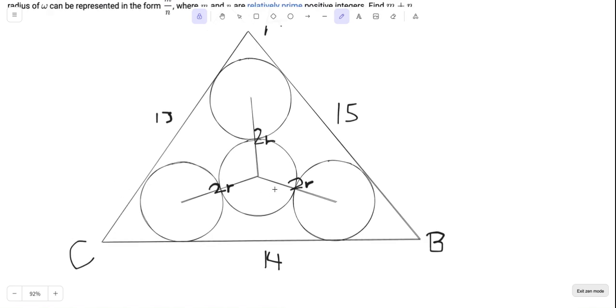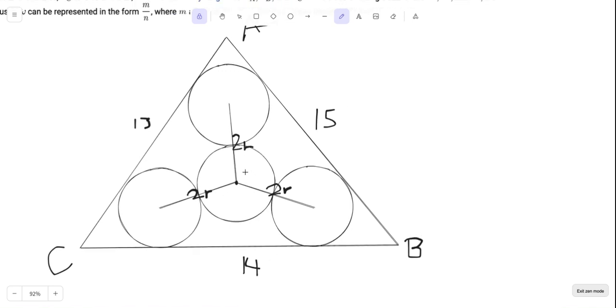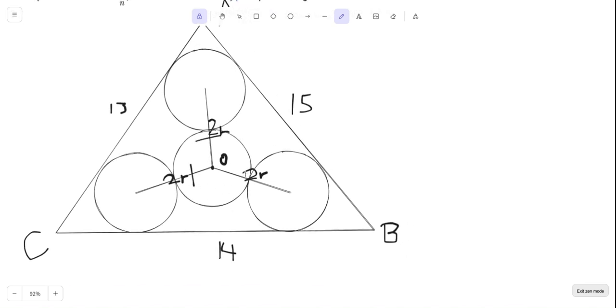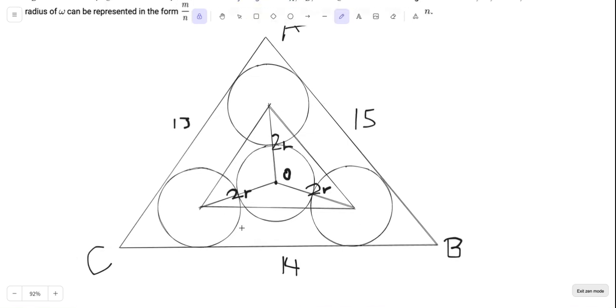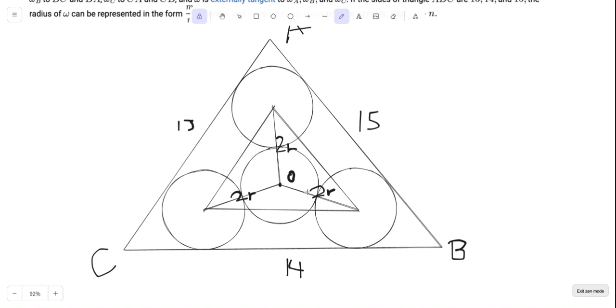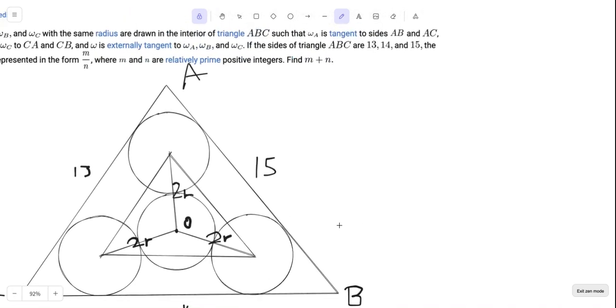Okay. And if you let the middle circle have a center of O, because these three are congruent, which means if you drew a triangle with the centers of omega A, B, and C, then voila, O is a circumcenter because it's equidistant from the vertices. You can draw a circle with radius 2r. Anyway, since O is circumcenter, it's equidistant from the three centers. We can use that fact to somehow lead.